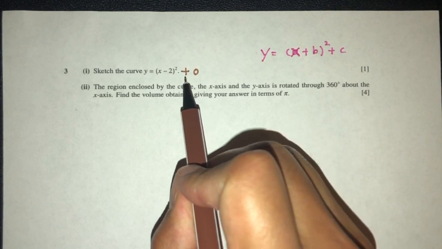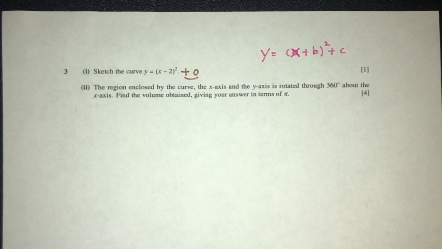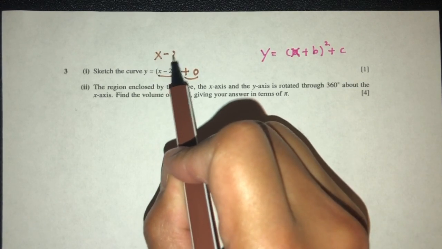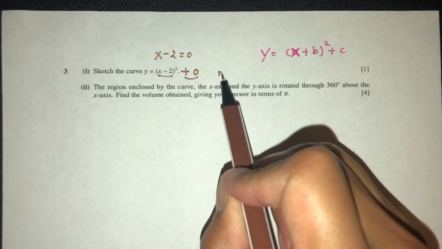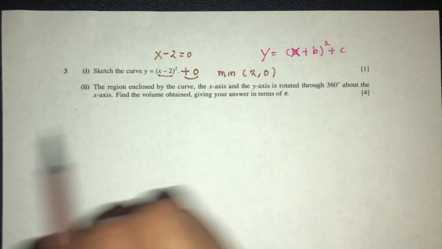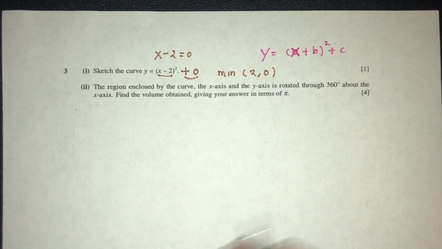The value at the end will be the y value, and because the coefficient of x² is positive, there will be a minimum point at the value when this is equal to 0. So the minimum point will be (2, 0). Okay, but again, if you don't know how to read this, you can always do this.